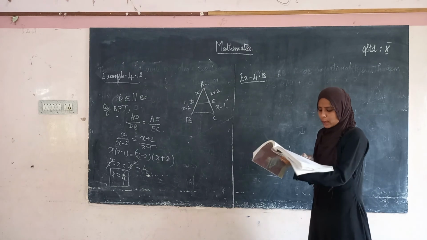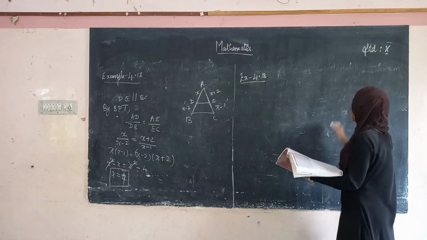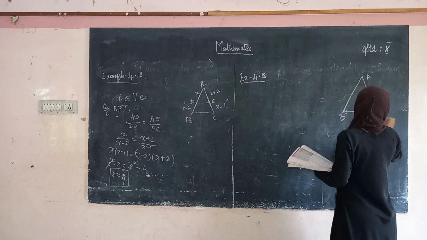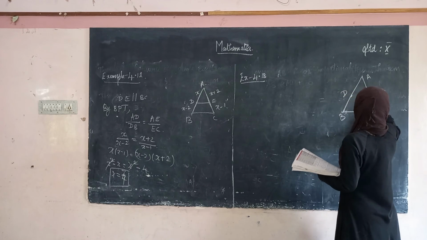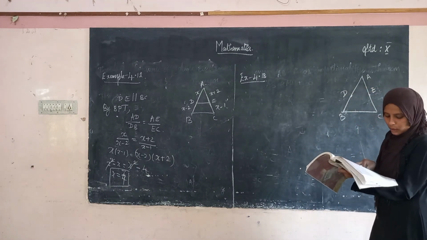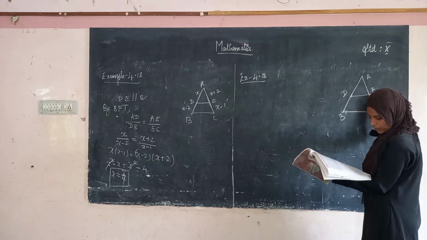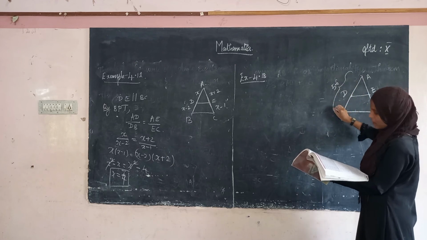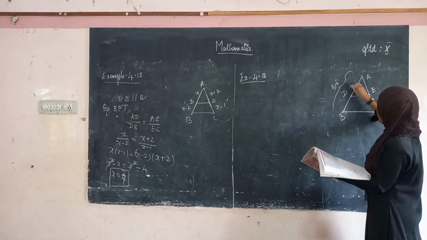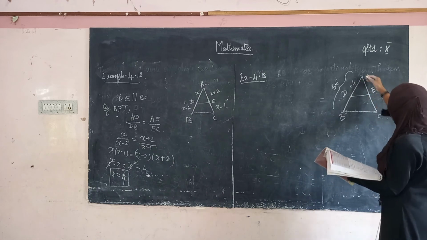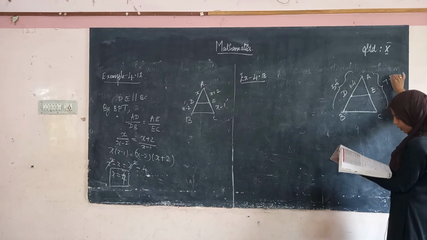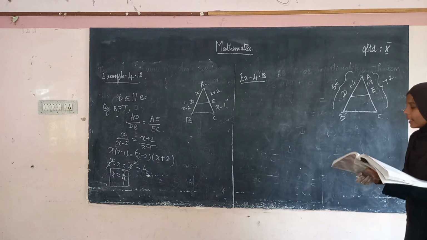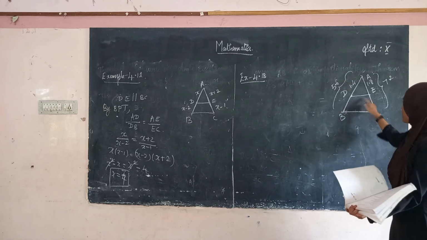D and E are respectively the points on these sides AB and AC of the triangle. So, this is the triangle ABC. D and E are points on AB and AC, such that AB is 5.6 centimeter, the whole AB. AD is 1.4 centimeter and AC is 7.2 centimeter and AE is 1.8. Show that DE is parallel to BC.